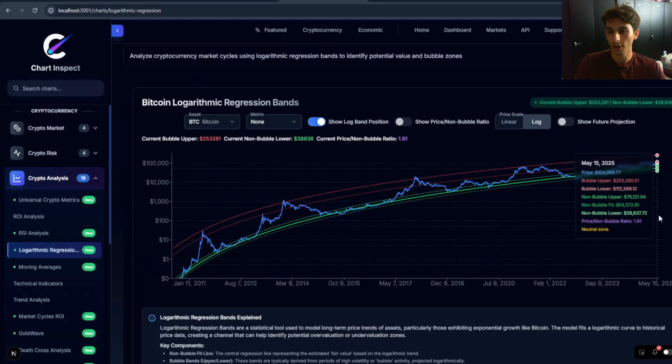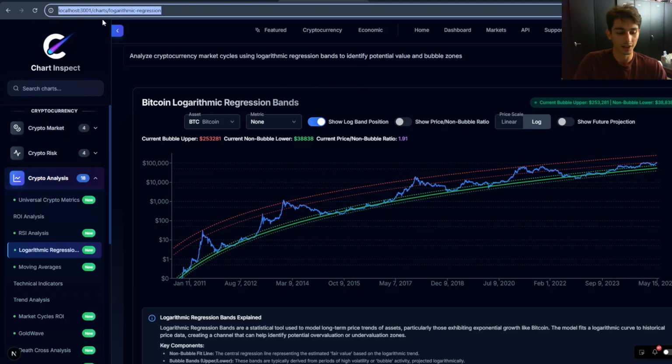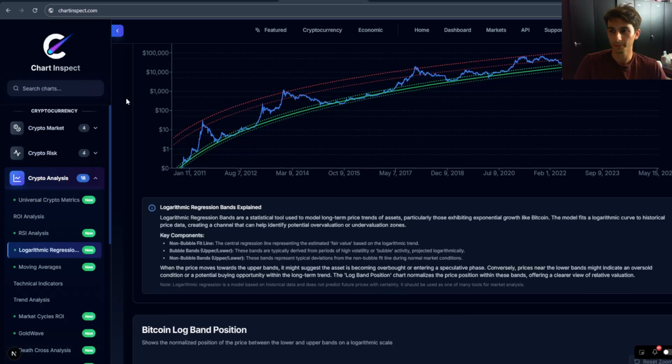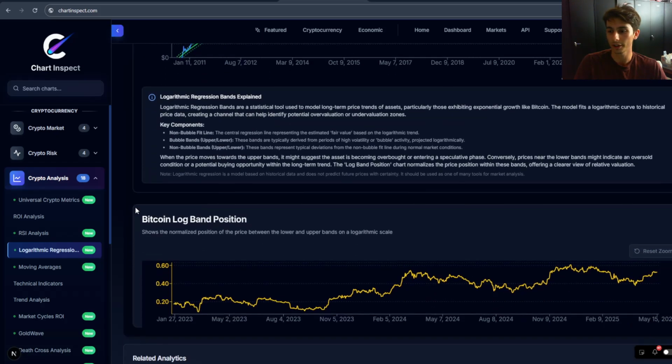If you want your own logarithmic regression trend line, you can look them up online. And this website is currently in development, so it's going to be chartinspect.com, and it's going to be up pretty soon, where you can see these charts for free.